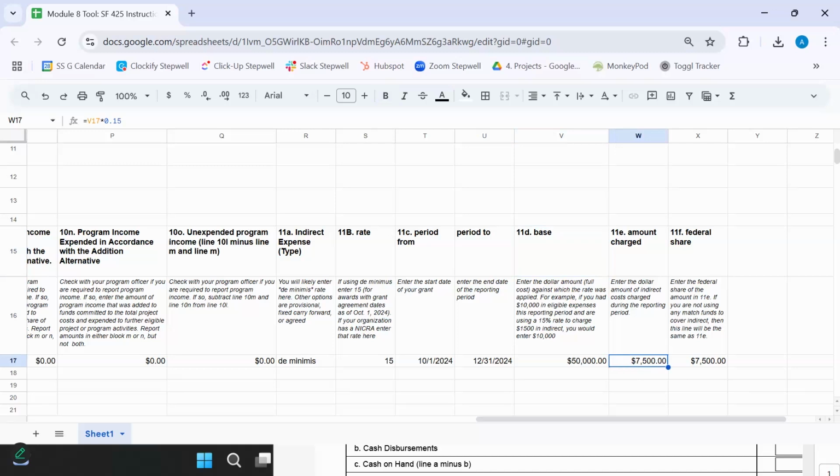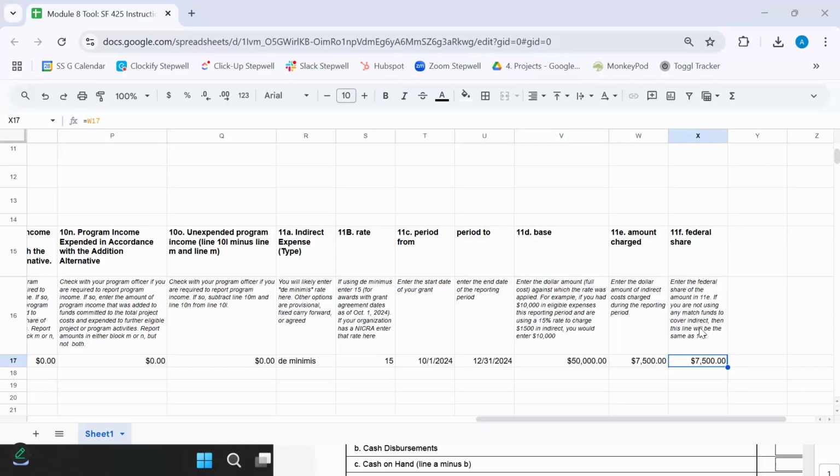In box 11F, you will enter the federal share of your amount charged. If you are not using any match funds to cover indirect, this line will be the same as 11E. If you are using matching funds to cover indirect, this amount will be box 11E minus the amount of indirect you are providing as match through the reporting period.